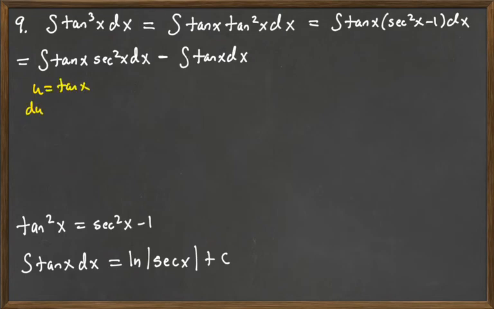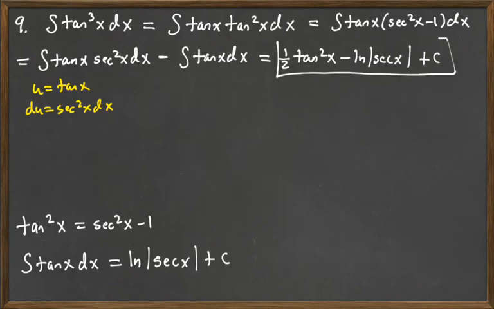Okay. For our first integral, the integral of tangent x secant squared, let u be tangent of x, so then du is secant squared x dx. Okay, so we'll go ahead and have the integral of u du, which is u squared over 2, so that would be 1/2 tangent squared x. Minus, and in the second integral, the integral of tangent is going to be minus natural log absolute value of secant x plus c. Okay.